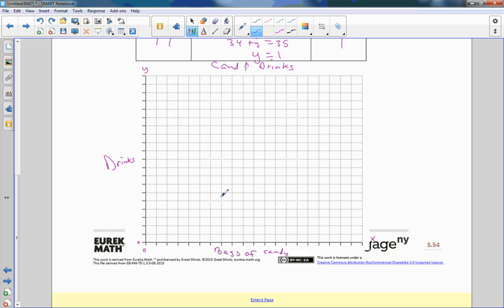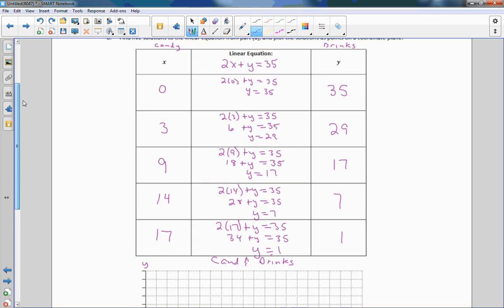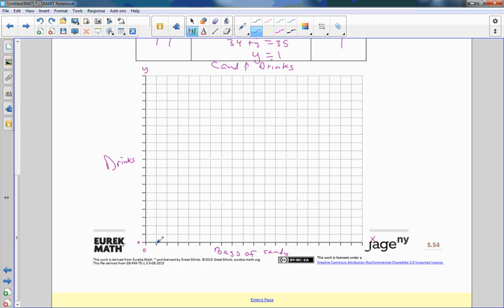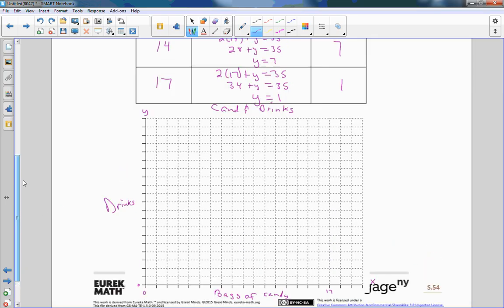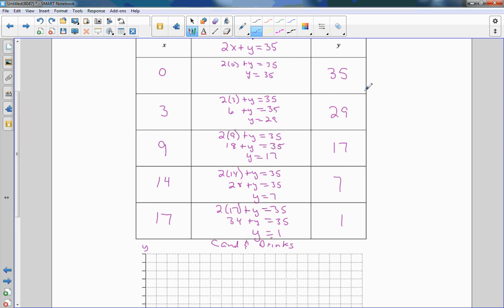Okay. So I look at my values, and I'm going up from 0 to 17. I actually can fit this. 1, 2, 3, 4, 5, 6, 7, 8, 9, 10, 11, 12, 13, 14, 15, 16, 17 is right here. So I have the point 17, 1. So if I make these points, this is the point 0, 35. This is the point 3, 29. And let me do it this way for a reason.